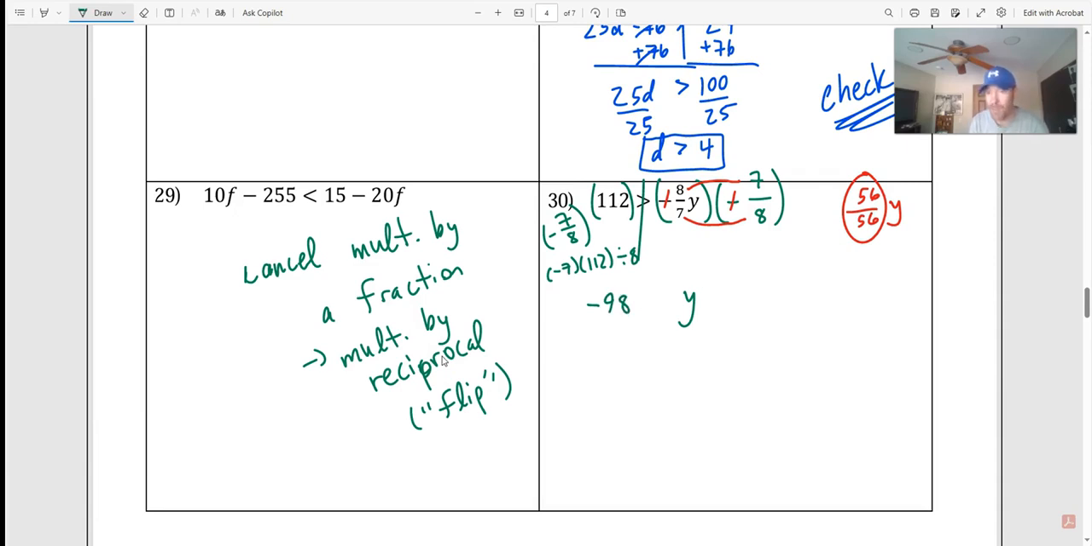All right, and now I multiply both sides by a negative, so I need to flip that inequality. So I started with a greater than, now it's going to be a less than. So this would be my answer. Again, don't forget to check. You can spot a mistake if you check.